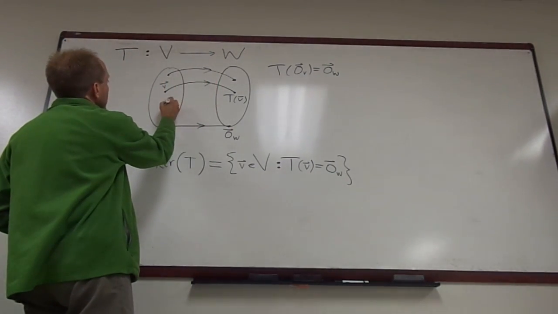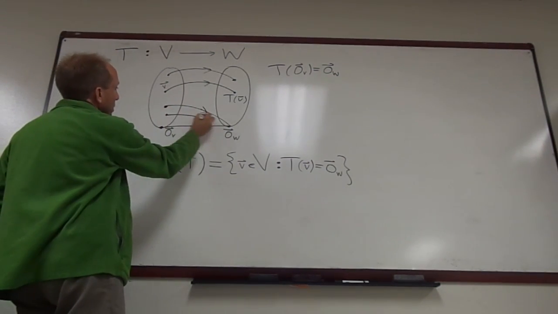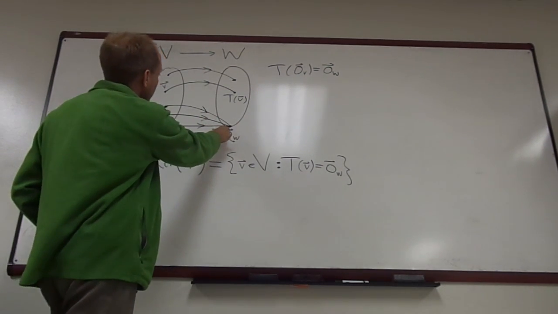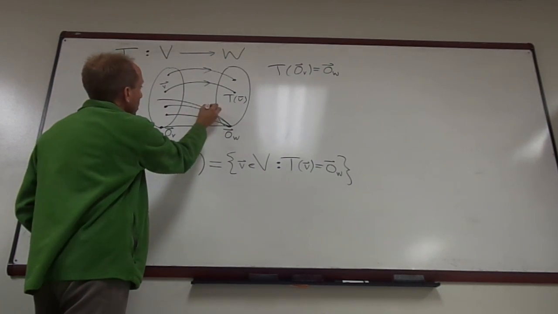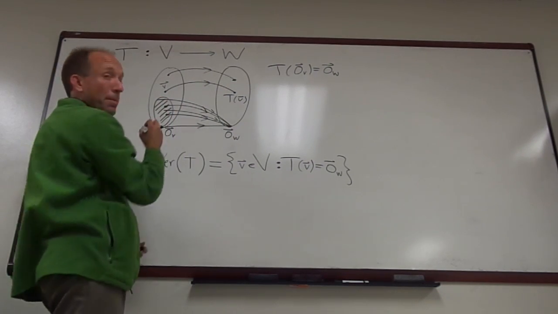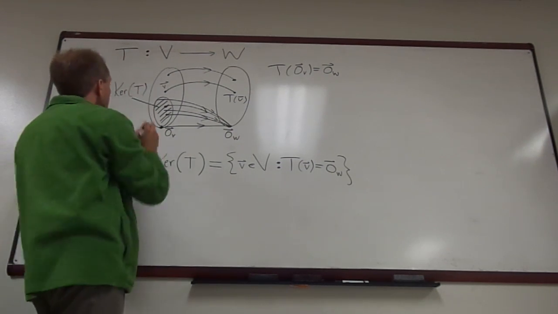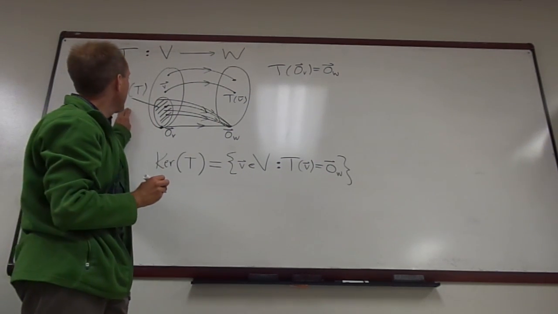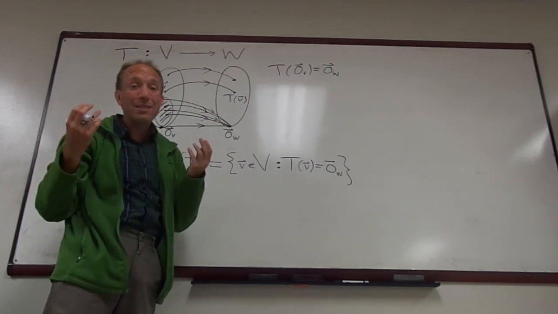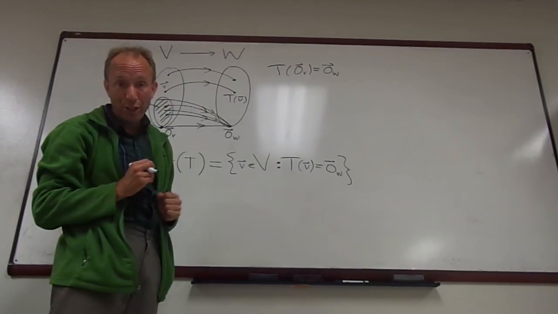There's certainly a possibility that a lot of vectors from the vector space V could end up getting sent over here to the 0 vector of W. So you can look at all of those vectors, whichever ones they are, and it forms this set right here. In terms of the visual picture, that is the kernel of T. The way I like to say it, those are the vectors that get killed by T. T transforms them to 0.